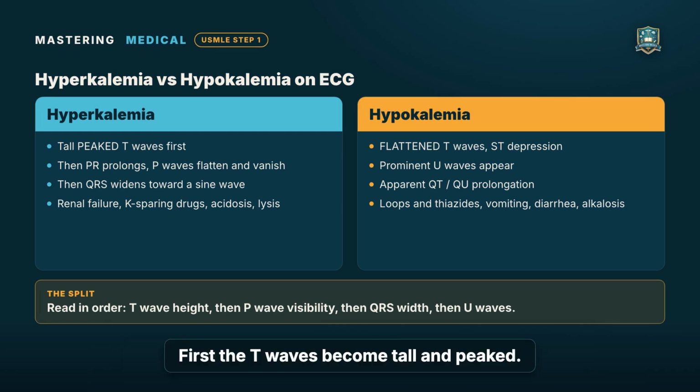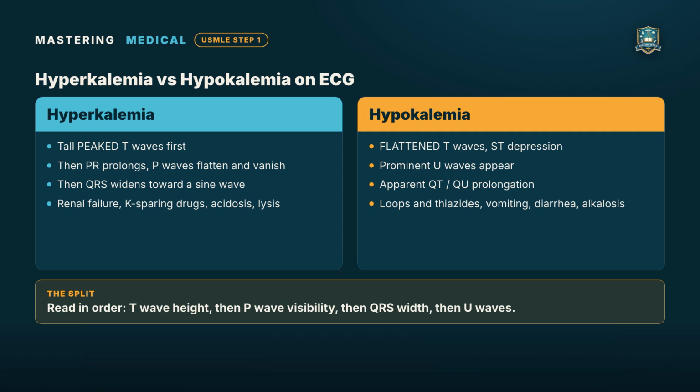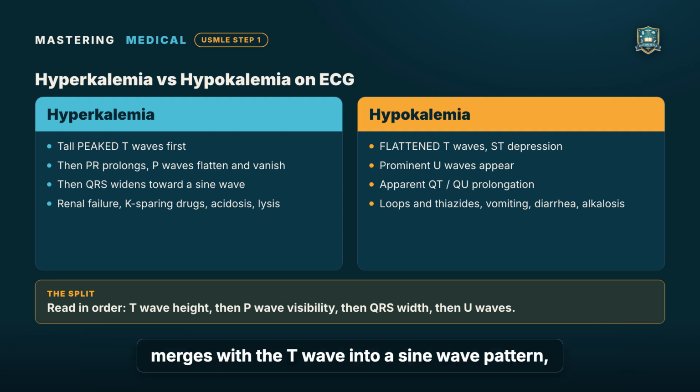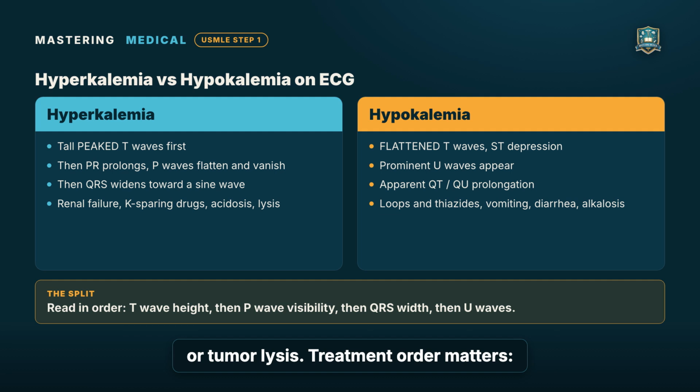First, the T waves become tall and peaked, then the PR interval prolongs, and the P waves flatten and eventually disappear. Then the QRS widens, and if it keeps going, the QRS merges with the T wave into a sine wave pattern, which precedes ventricular arrhythmia and arrest. Causes are kidney failure, potassium-sparing drugs, ACE inhibitors, acidosis, and tissue breakdown like rhabdomyolysis or tumor lysis.